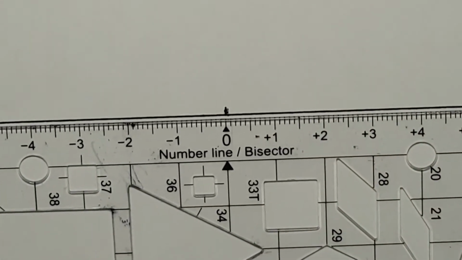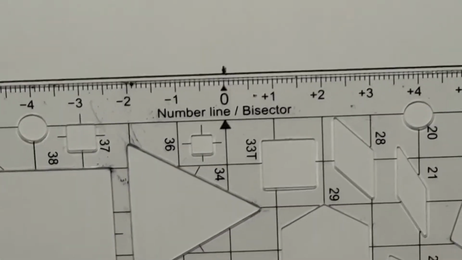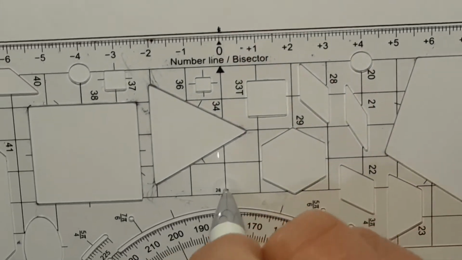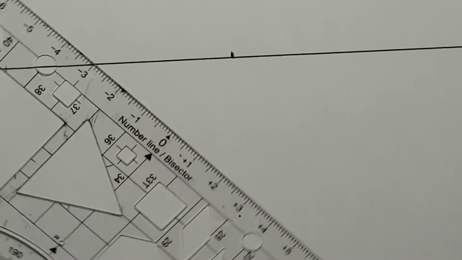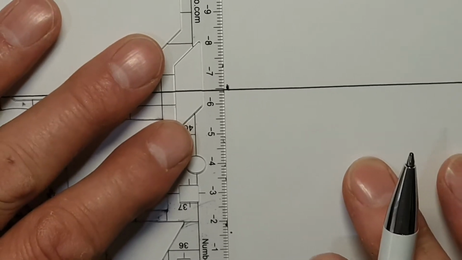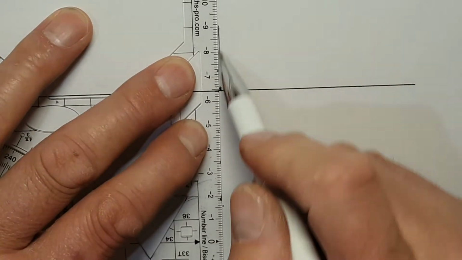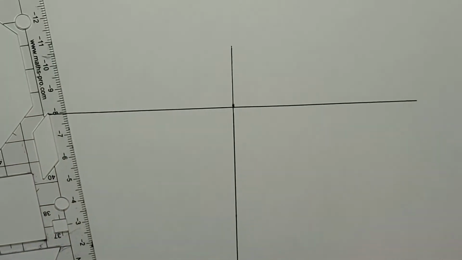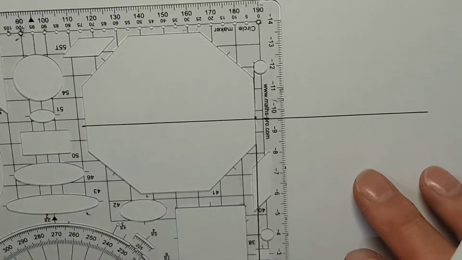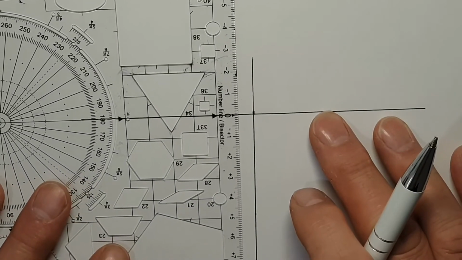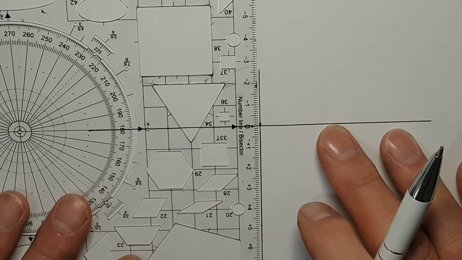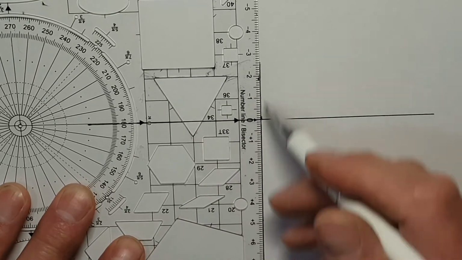If I want a perpendicular bisector, I could also mark the protractor centre or a hole on this side of the protractor, and then turn things around and join them up. And there's a perpendicular bisector. I could also just use a grid line, line it up and just draw a bisector that way.